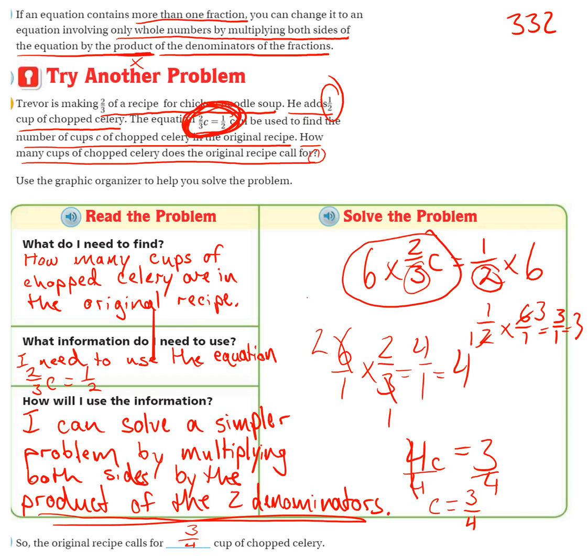Okay, so this was slightly different because we had two different denominators on both sides of the equal sign. So to get rid of those fractions, first we had to multiply the two denominators by each other to get 6, and then we multiply both sides of the equation by that number 6. That leaves us with whole numbers and a much easier problem to solve.